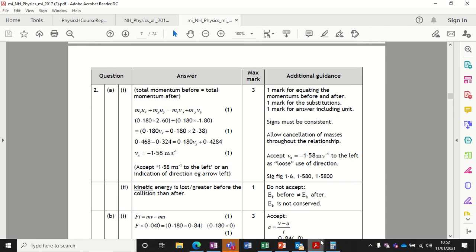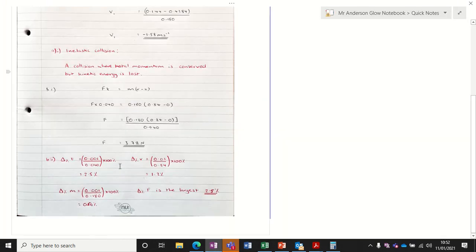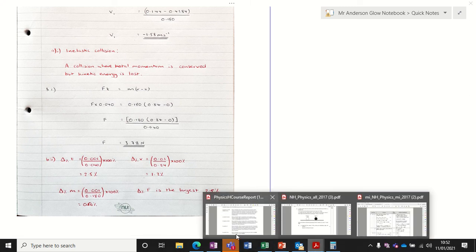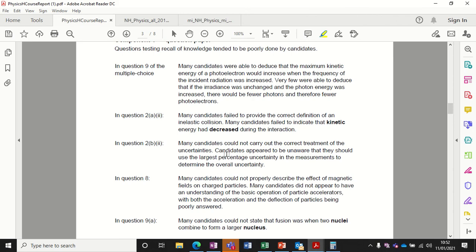If I then move on to the next part, which was looking at the percentage uncertainty in the force, I've calculated 2.5%. If I then go to the course report, it tells me that many candidates could not carry out the correct treatment of uncertainties. Candidates appear to be unaware that they should use the largest percentage uncertainty in the measurements to determine the overall uncertainty. And in some cases, if we read further in the course report, candidates didn't know how to actually do a percentage uncertainty calculation.